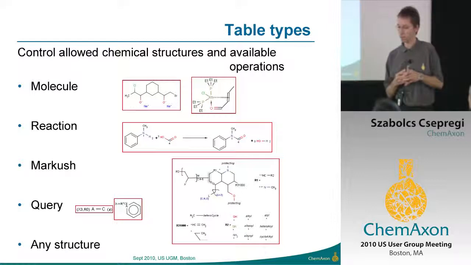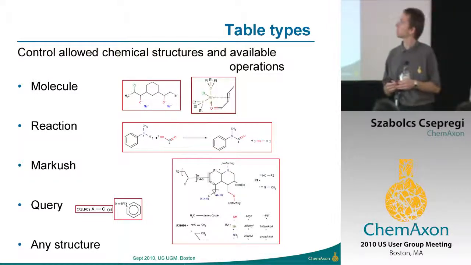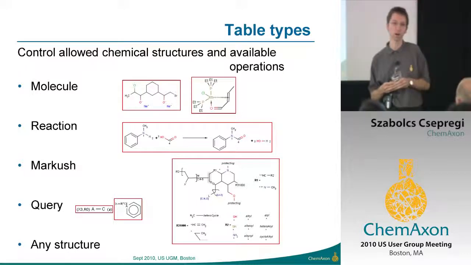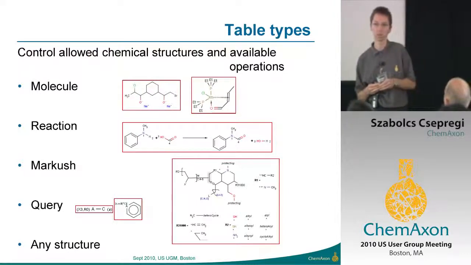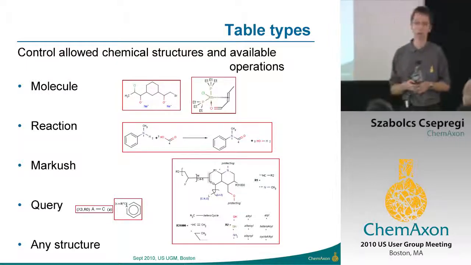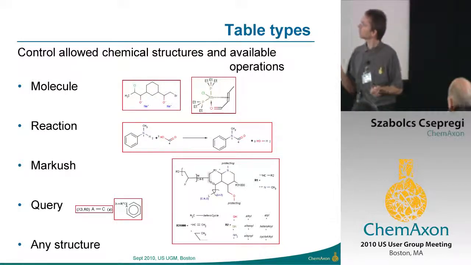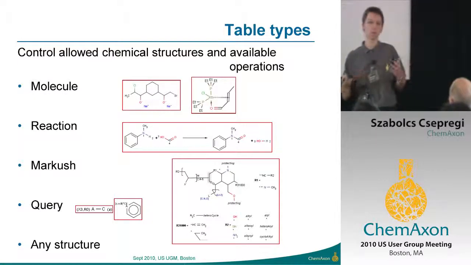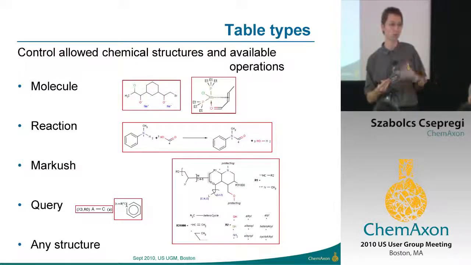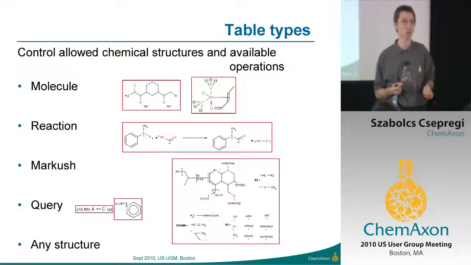JChem Cartridge and JChem Base offer different types of tables. So we can create molecule tables. The table type on one hand may filter the content which is allowed to be inserted into it, but some of the table types also provide some special operations.